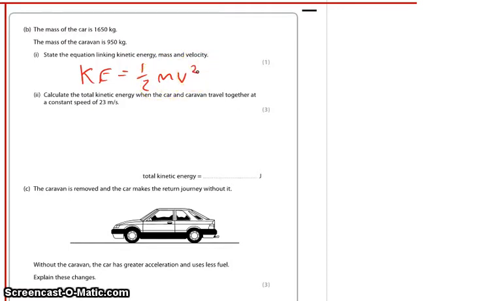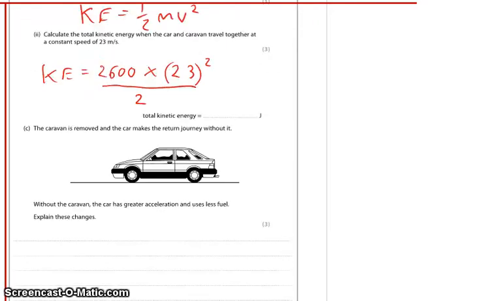Calculate the kinetic energy when the car and the caravan travel together at a constant speed of 23 meters per second. Well, the combined mass is going to be 2,600 kilograms. Okay, so we're going to times that by the square of the speed, which is 23, and then we're going to divide that by 2, and that gives 688,000 joules of kinetic energy.